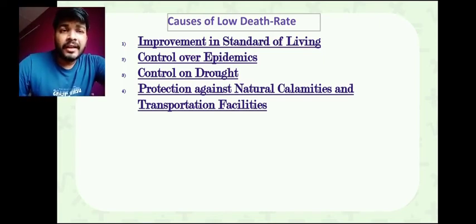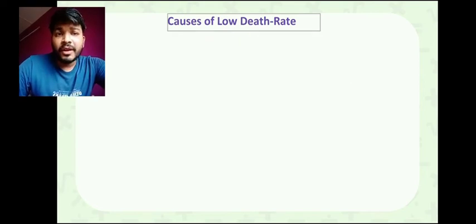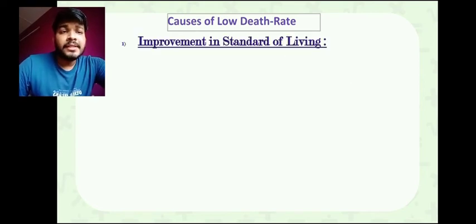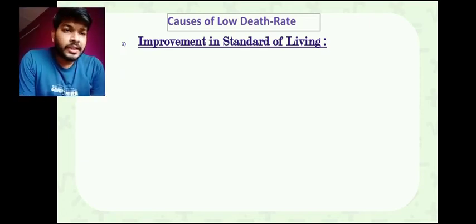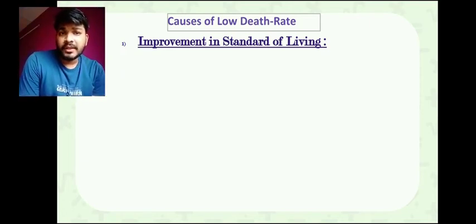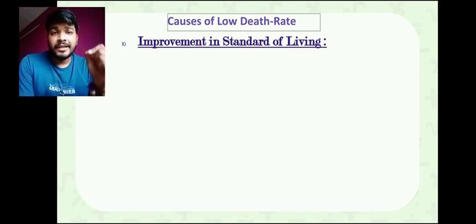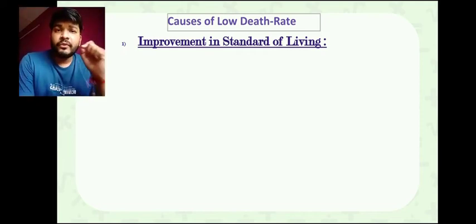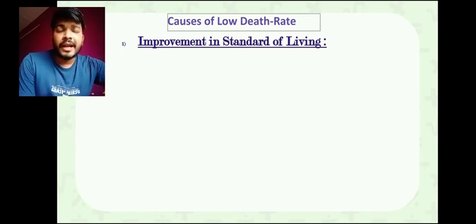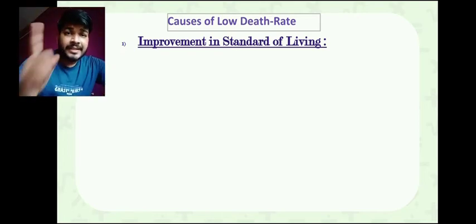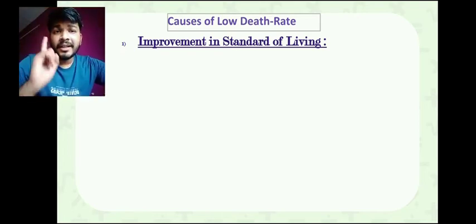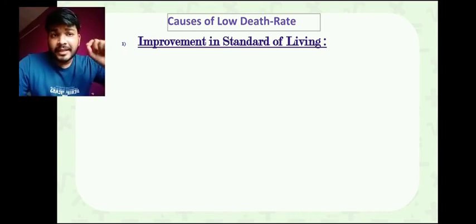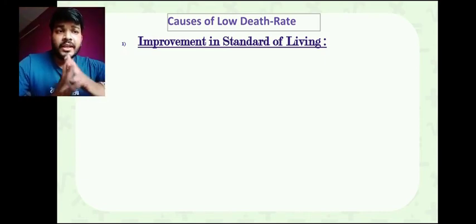So let's quickly learn about the first point, improvement in standard of living. When the word standard of living comes, what comes to mind? An increase in income. In my thinking, whenever the term standard of living comes, there should be an increase in income, and only then do we find a standard of living. We can have a good standard of living when we have a good amount of income earned.